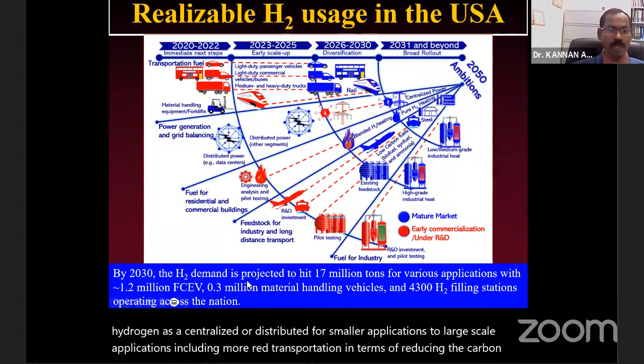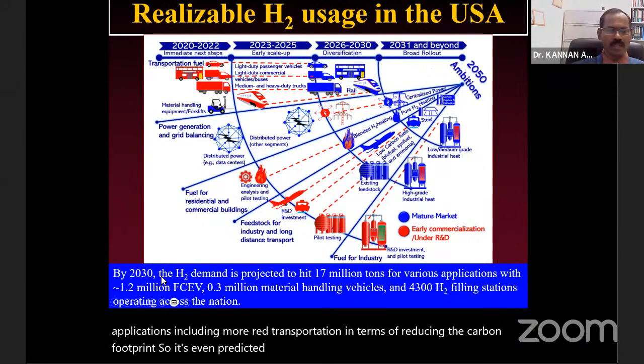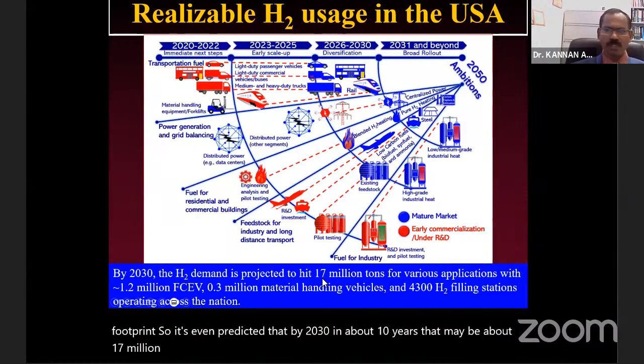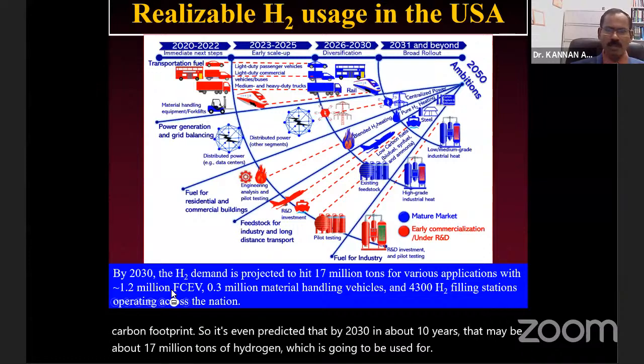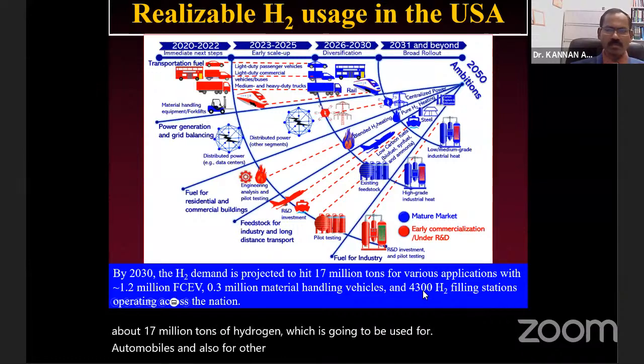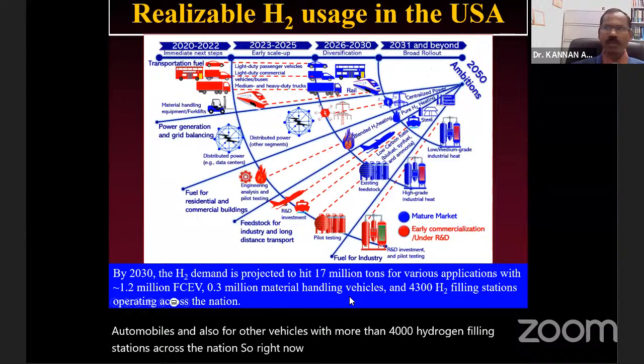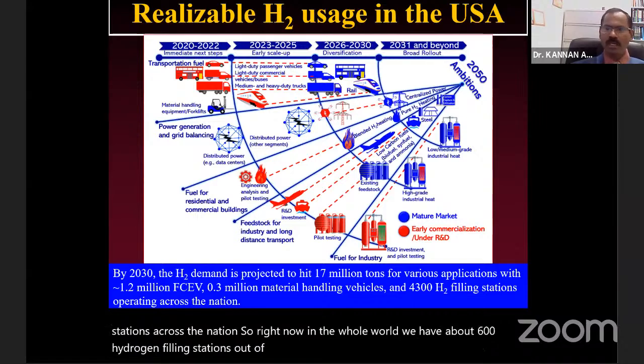So it's even predicted that by 2030, in about 10 years, there may be about 17 million tons of hydrogen, which is going to be used for automobiles and also for other vehicles, with more than 4,000 hydrogen filling stations across the nation. So right now in the whole world, we have about 600 hydrogen filling stations, out of which there are about 150 stations in the US right now.